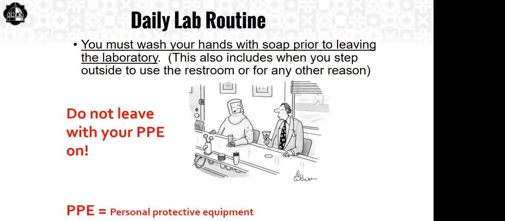Clean your hands while leaving. When you leave the classroom, don't wear your PPE out. So don't have your lab coat on, don't wear your gloves, don't have your goggles on. Make sure those are all removed before you leave the lab area. Even if you're just going out to use the bathroom or whatever, don't walk around with your lab coat on.